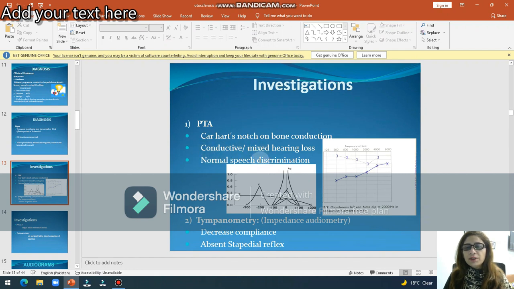Mostly there is mixed hearing loss if there is involvement of the cochlea. ABC will be reduced and Weber will be lateralized towards the ear where there is less sensorineural hearing loss. Speech discrimination will be normal, because there is no nerve involvement. When you advise tympanometry, there will be decreased compliance because there is increased resistance of the ossicles due to fixation. So compliance will be less, and stapedial reflex will be absent.